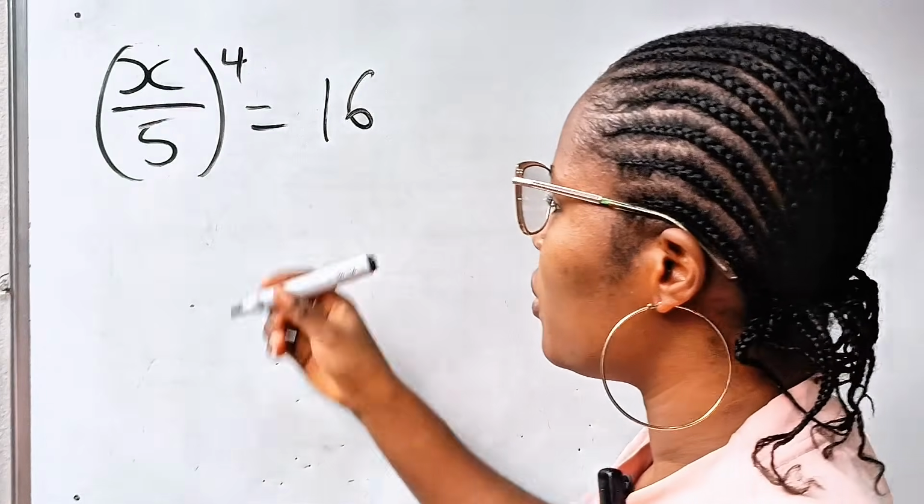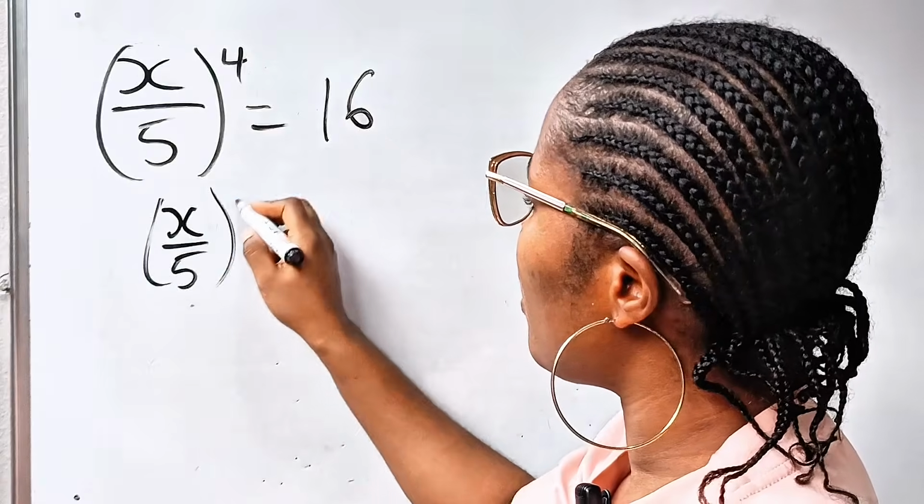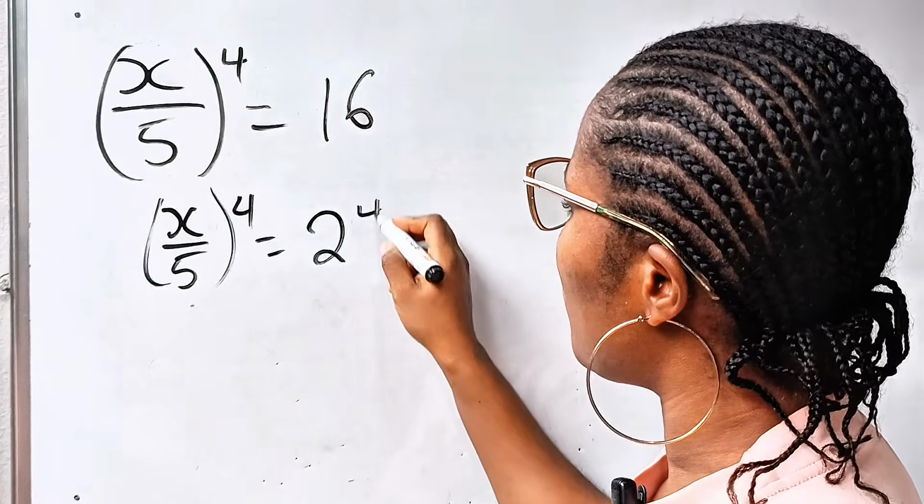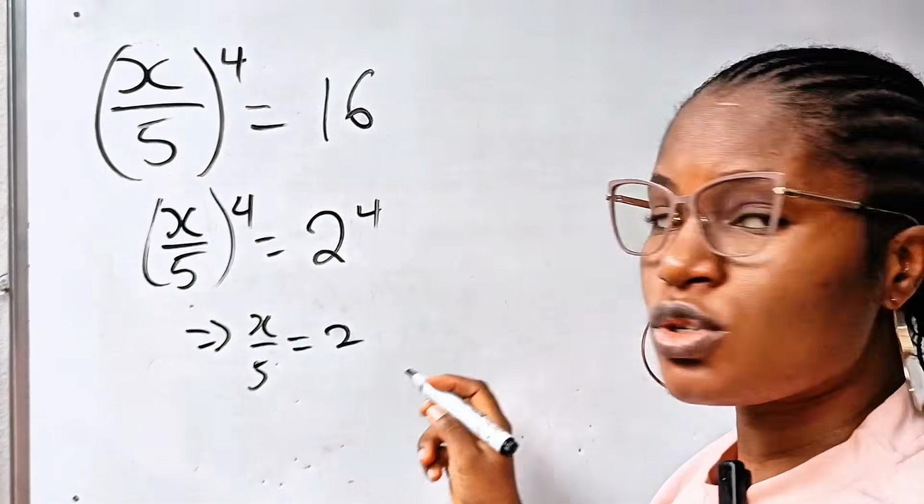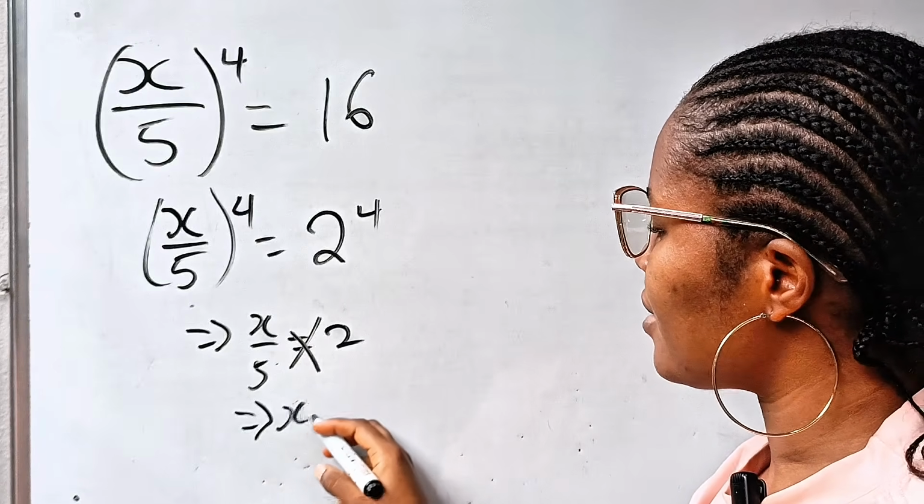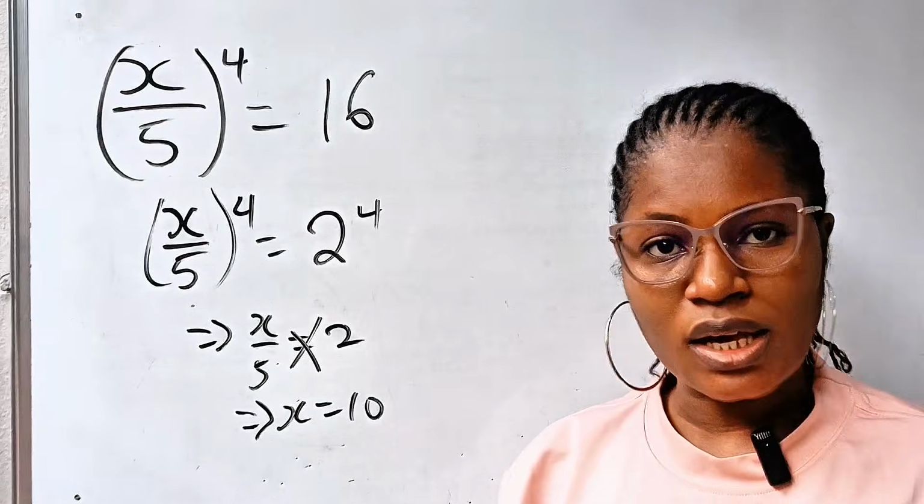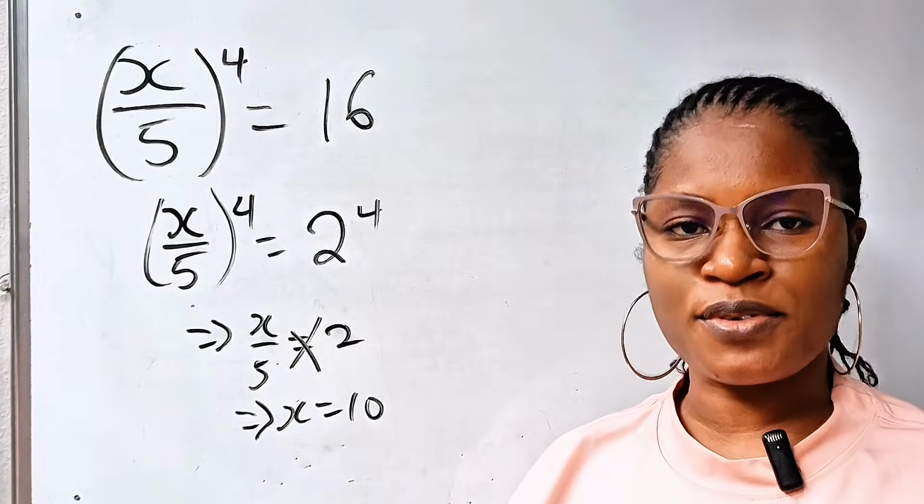I know some of you will do this. (x/5)^4 is equal to 2^4. Therefore, x over 5 is equal to 2. Then you cross multiply. This implies that x is equal to 10. Really? This is raised to the power of 4, meaning that we have 4 values of x.